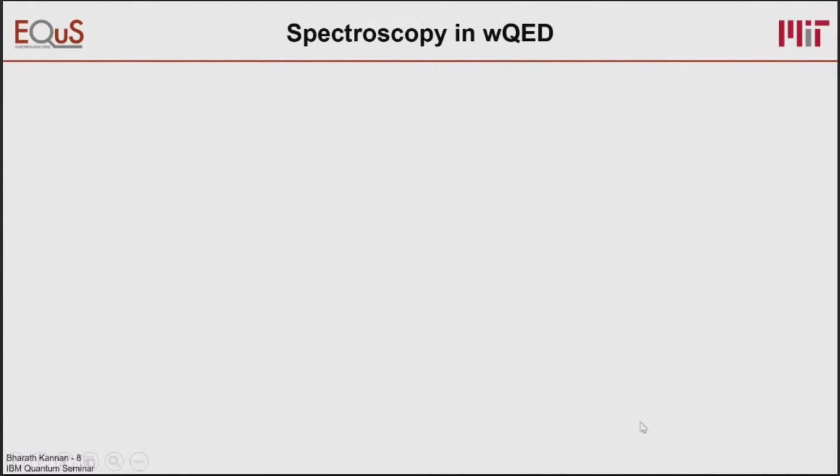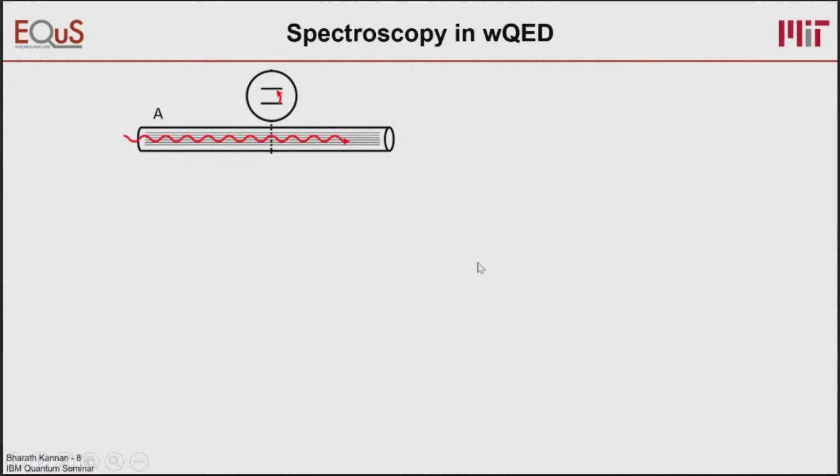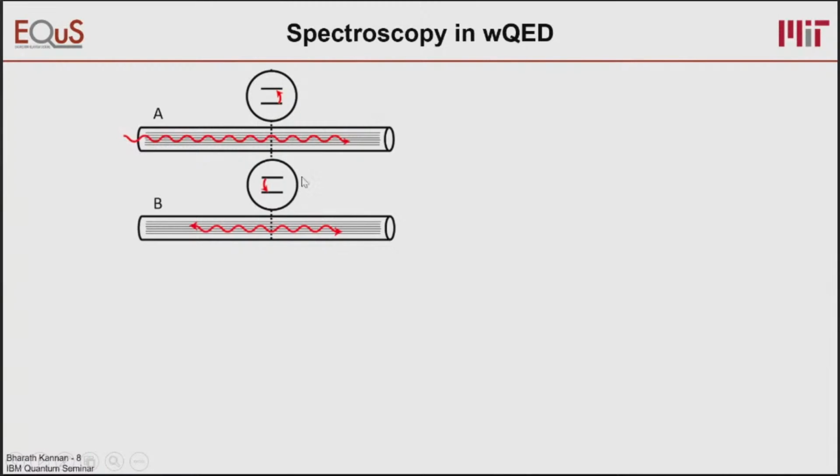So the simplest experiment that you can do in Waveguide QED is spectroscopy of the qubit. This is along the lines of that first experiment I had in the previous slide. Essentially what it involves is applying just a coherent tone into the waveguide. If it's resonant with the qubit, this tone will excite the qubit from its ground to its excited state. But we also know that the reverse process will occur. If the qubit's in an excited state, it will also emit a photon.